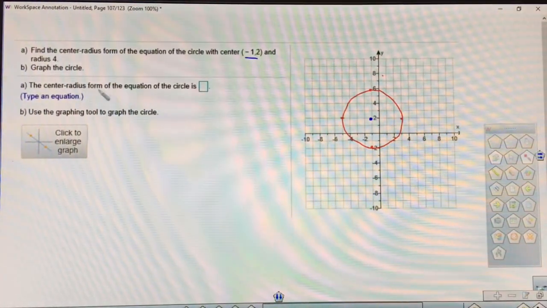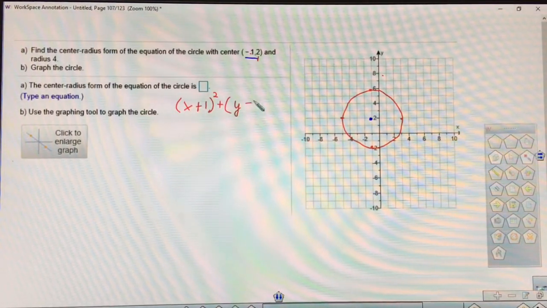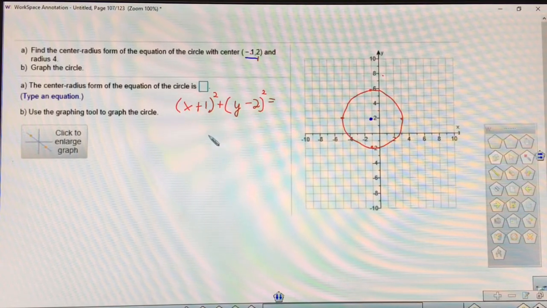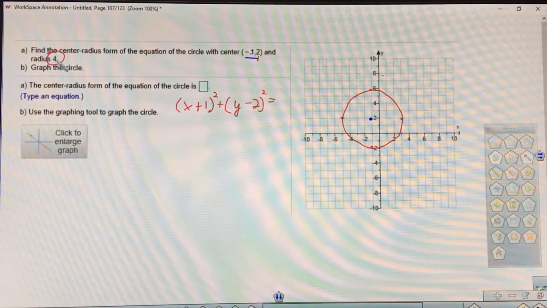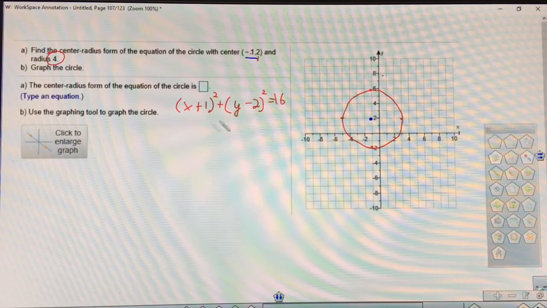Now, what's the center radius form of the circle? That's going to be opposite of that. So x plus 1 squared plus the opposite of that, y minus 2 squared equals. And we want to know what it equals. Well, we see this 4, we square that, and it's going to equal 16. I'm sorry, I already graphed it over here. So there you go, there's the graph.